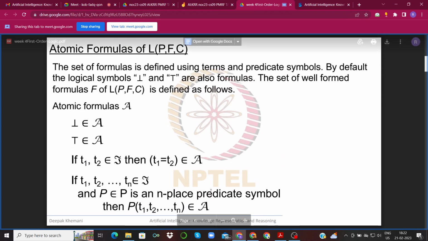Now coming to the definition of atomic formulas: top and bottom are atomic formulas. T1 equals T2, where T1, T2 are terms, is an atomic formula. And for T1 up to Tn, these might be functions as well, because a function is also a term. This will be an atomic formula if P is an n-place predicate symbol, which means that P takes n arguments, and P of T1, T2 up to Tn, where each of these is a term, is an atomic formula. Is this clear?